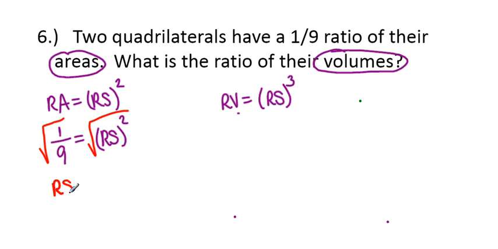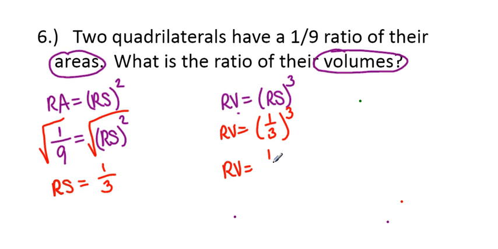So I find that the ratio of the sides, well, the square root of 1 is 1, the square root of 9 is 3. So the ratio of my sides is 1:3. To find the ratio of the volumes now, I'm going to take that 1:3 ratio and cube it. So cubing the numerator, I get 1. Cubing the denominator, I get 27. 3 times 3 times 3 gives me the 27. And I end up with a ratio of the volumes that's equal to 1:27.